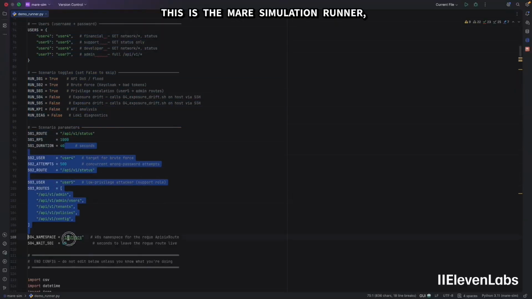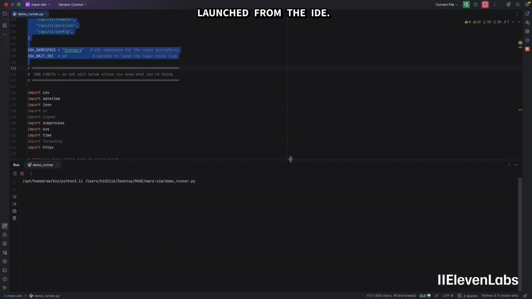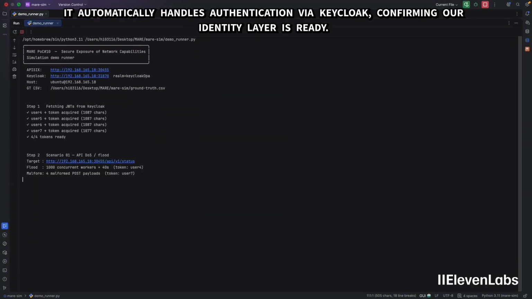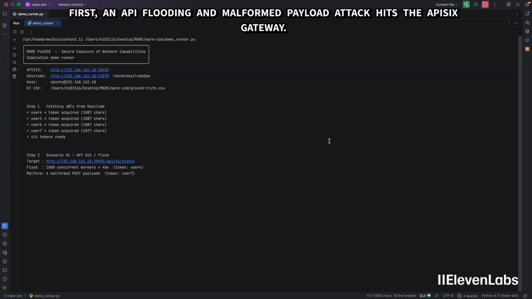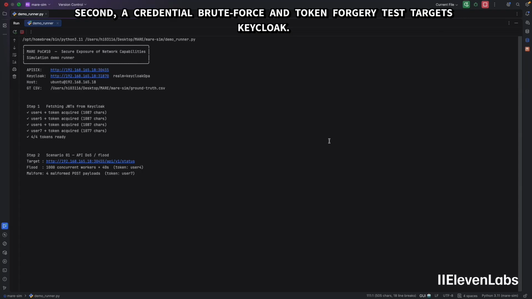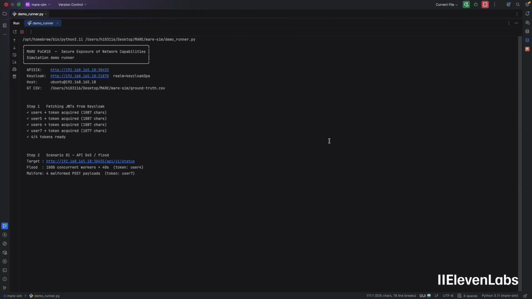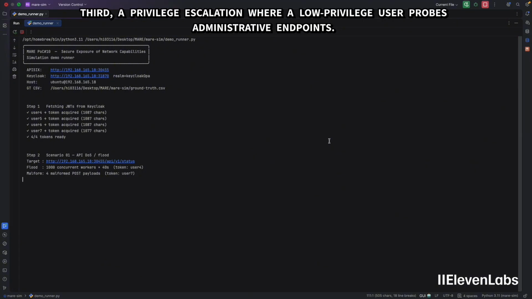This is the MARE simulation runner, a single Python script launched from the IDE. It automatically handles authentication via Keycloak, confirming our identity layer is ready. The runner executes 4 attack scenarios. First, an API flooding and malformed payload attack hits the APISIX gateway. Second, a credential brute force and token forgery test targets Keycloak. Third, a privilege escalation where a low privilege user probes administrative endpoints.